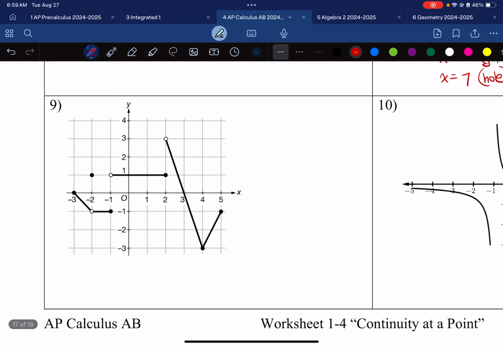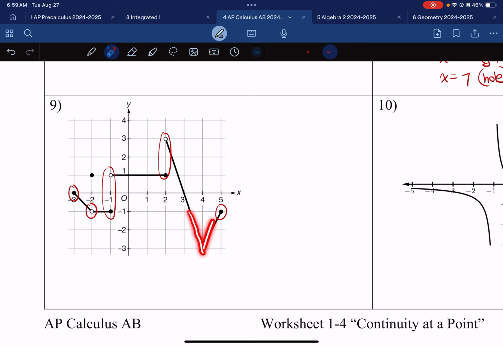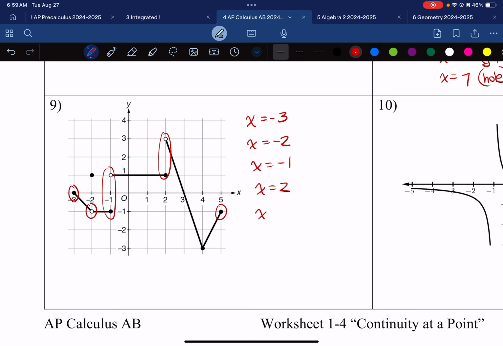All right, number 9, we have an end discontinuity, we have a hole, we have a gap, we have another gap, and we have an end. Again, this point doesn't mean anything, it just means there's a sharp corner there. That's okay to have. You didn't have to pick up your pencil, right? So x is equal to -3, x is equal to -2, x is equal to -1, x is equal to 2, and x is equal to 5.